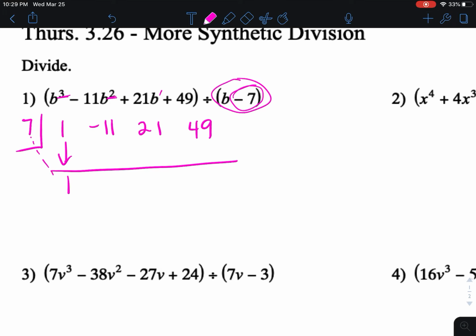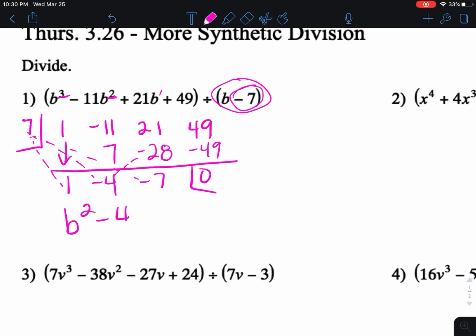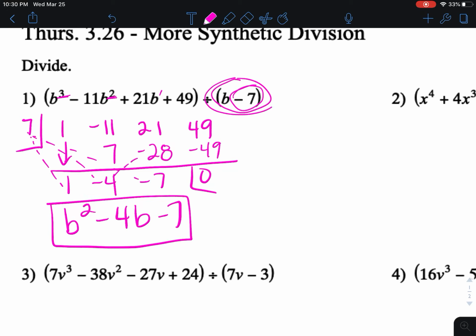So then remember, it's 7 times 1, which is 7. When we go straight down, we're adding. So -4, -28, and then add, and that's -7. Again, I took 7 times -4, that gave me -28. And then 7 times -7 is -49. So we have no remainder. So this is b squared minus 4b minus 7. So we can say that b minus 7 is a factor of that big polynomial because it divides evenly.